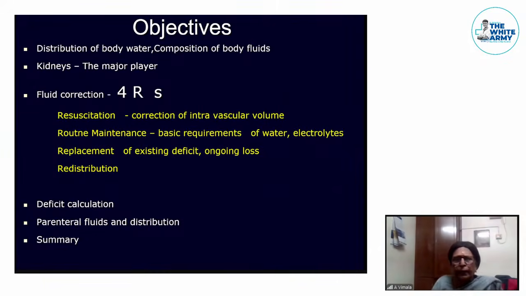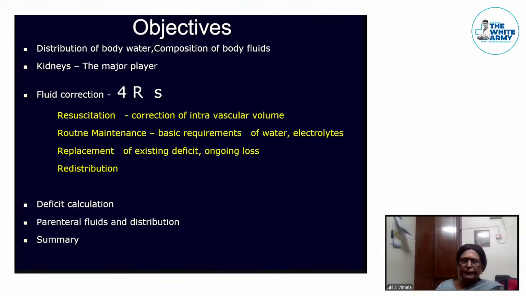So what will be the layout of my presentation? I will discuss the distribution of body water with composition of body fluids. Why nephrologists are interested? Because kidney is the major player. And the fluid correction involves 4 R's.